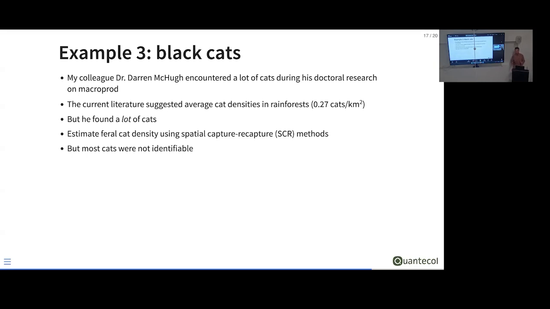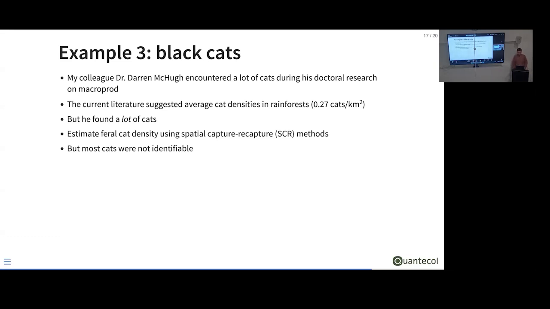And it's not surprising, it's one of the most diverse areas in Australia. It's volcanic soils, there's a ton of life everywhere. It's not surprising you have high densities of a predator here. But the current literature, which honestly probably wasn't very good at predicting out of sample, suggested that there were average cat densities in rainforests. So prior to this, it was a bit underappreciated how many cats were actually in our subtropical rainforest. So the average density was about a quarter per square kilometer.